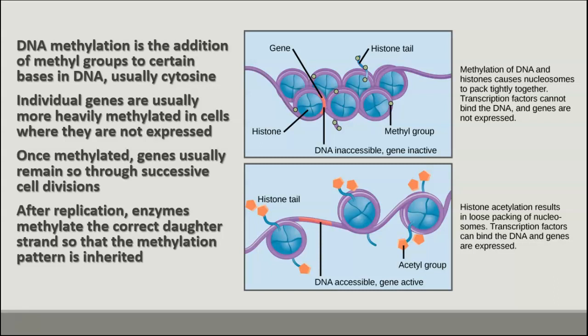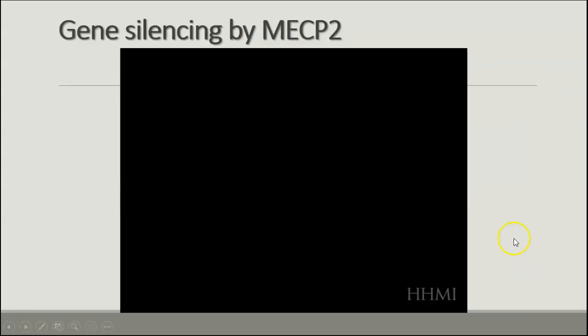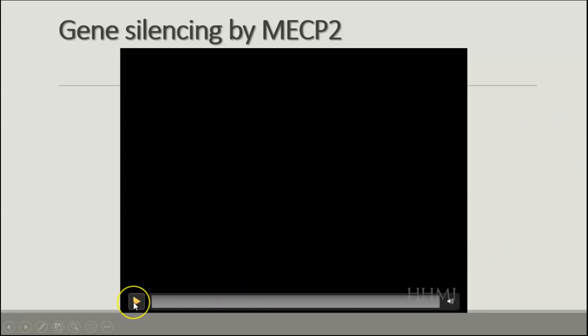There also can be histone methylation that can occur at other stages in life and actually can be passed on to the offspring. This diagram just shows you a comparison of what happens with methylation and acetylation, to tighten up the winding of the DNA or to loosen it up for making the genes more accessible. This is a little video from HHMI that shows how one particular molecule can help silence the gene.